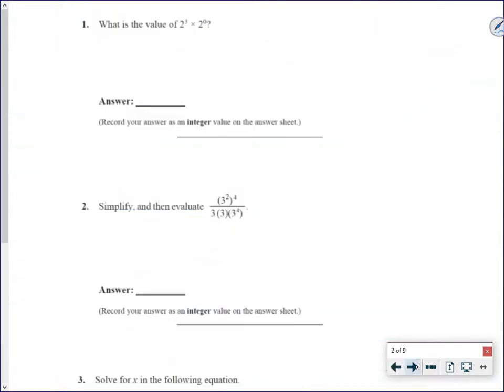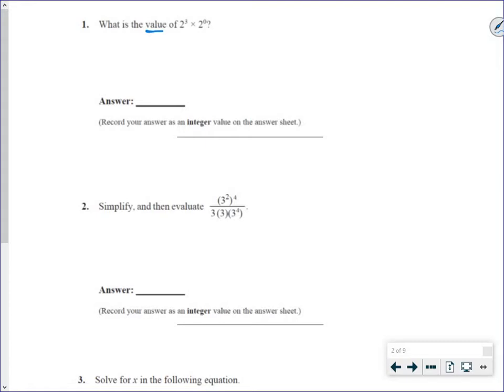Alright, so let's go through a few examples. First up, what is the value of 2 to the 3 times 2 to the 0? So what is the value? It's looking for what's the answer. For example, if you had your calculator on you and you typed 2 to the 3 times 2 to the 0, it would spit out a number, and that's the value we're looking for here.